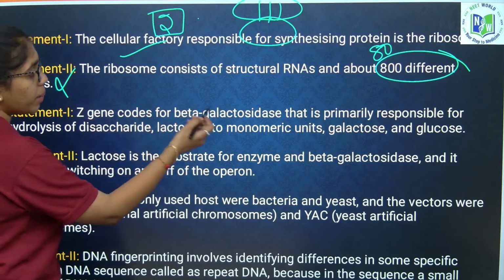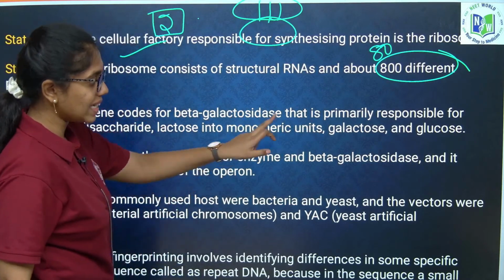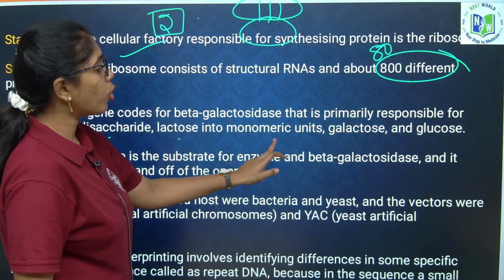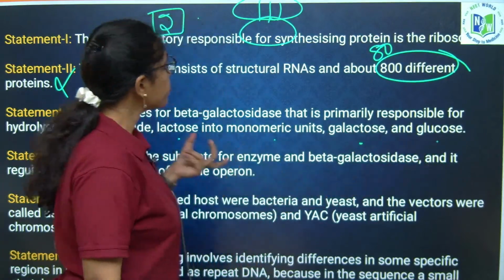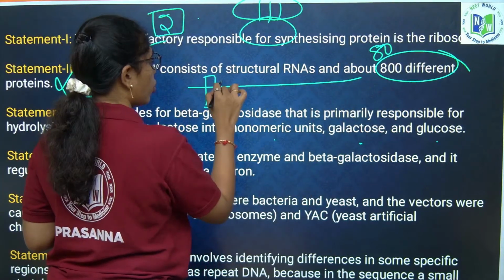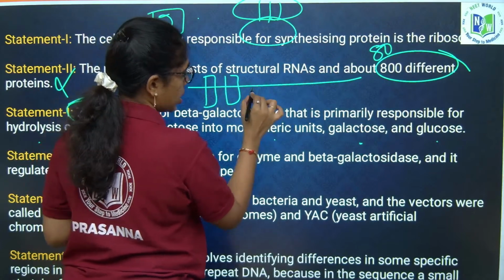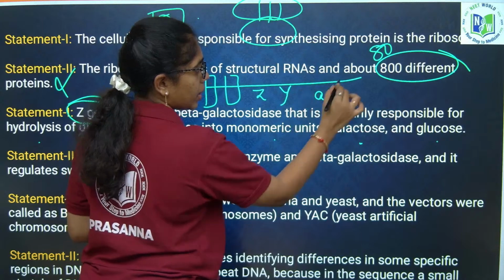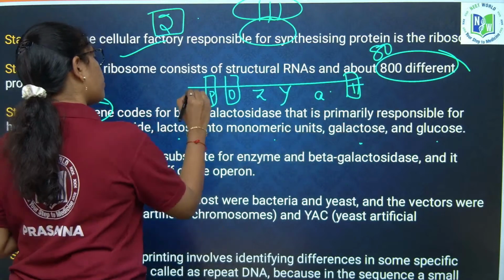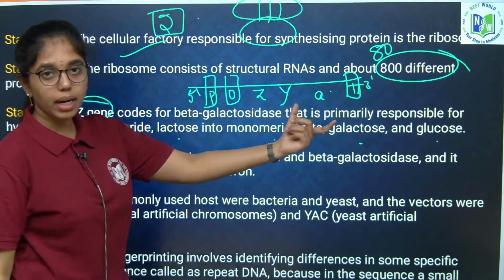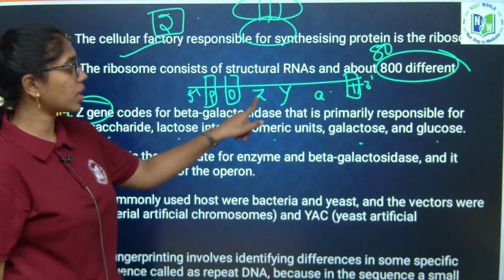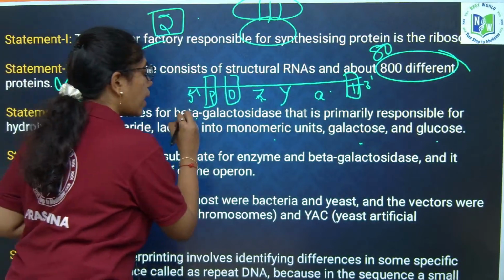Z gene codes for beta galactosidase, that is primarily responsible for hydrolysis of the disaccharide lactose into monomeric units galactose and glucose, he is saying. What is this Z gene? Where do you see it? If you take the lac operon model, there is the promoter, operator, later the structural genes Z, Y, A, and then the terminator, from 5 prime to 3 prime. This is the mRNA sequence, so structural genes. So yes, the Z structural gene is coding for the enzyme beta galactosidase.